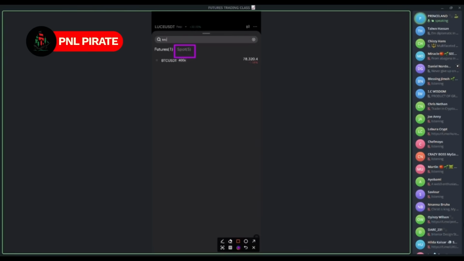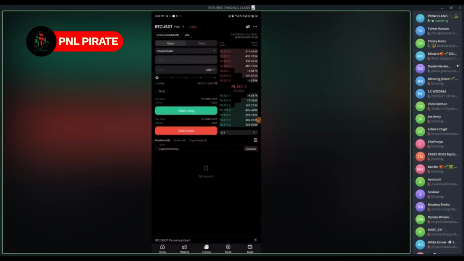So now that you have seen it, you click futures. You open the one for futures. Understand? You see, futures, that is BTC to USDT. Can you see it now? Now you know how to bring a token that you want to trade to futures trading.